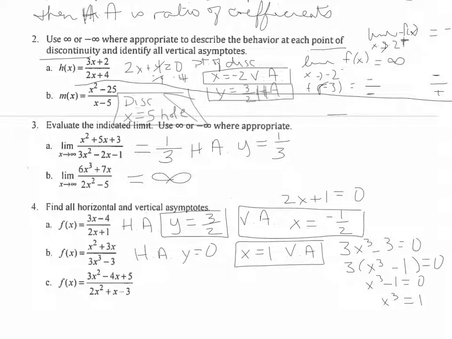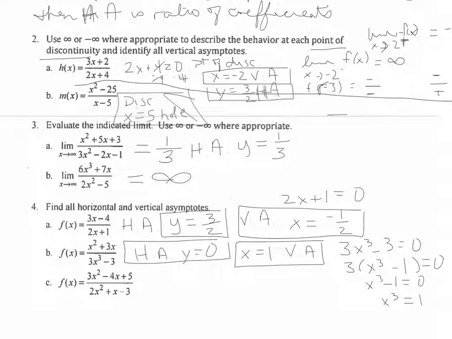If I put in 1 for x, that would give me 0 in the denominator, but it doesn't give me 0 in the numerator. Okay, that one was a little unusual as far as solving for that vertical asymptote, but you guys can do it. I have confidence in you.